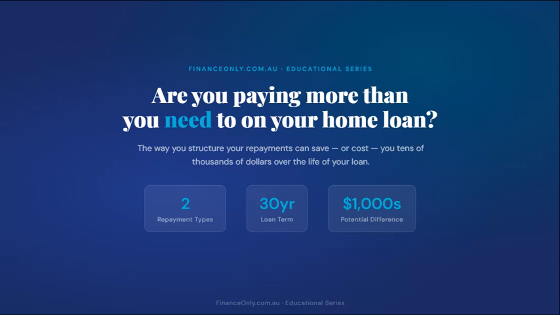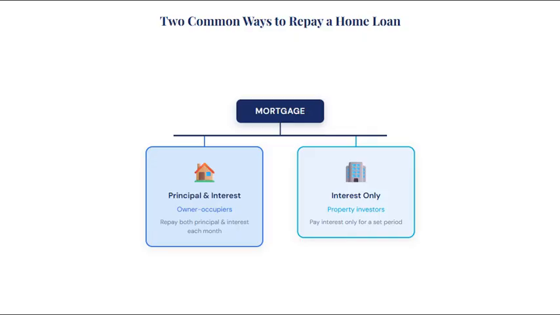Buying a property is exciting, but once you've found the right home or investment property, there's another important decision to make. How do you want to repay your loan? When it comes to home loans, most lenders offer two main repayment types: principal and interest, or interest only. Understanding the difference can save you thousands of dollars and help you choose the loan structure that best suits your goals. Let's look at how each one works.